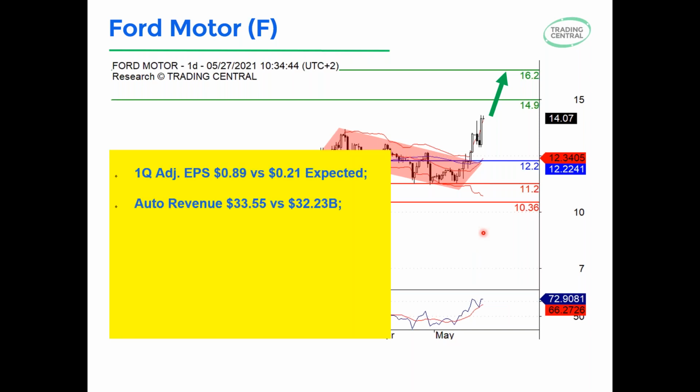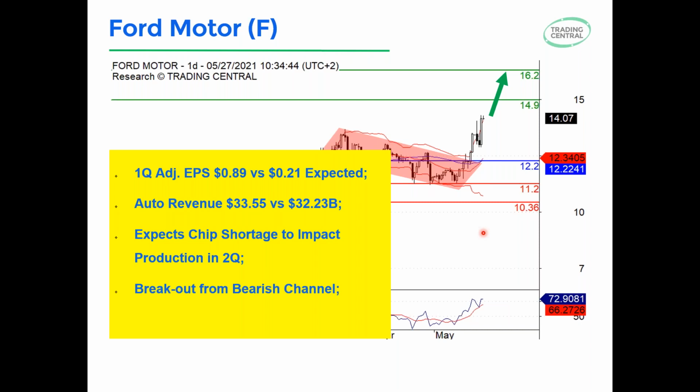What happened? Indeed, what happened? Also, first quarter results, not bad. Have a look. It broke out from a bearish channel. Very beautiful, we can say, in technical analysis terms. And then, you know what? I wonder if we have some car guys or car girls here who like automobiles. I'm one of them.